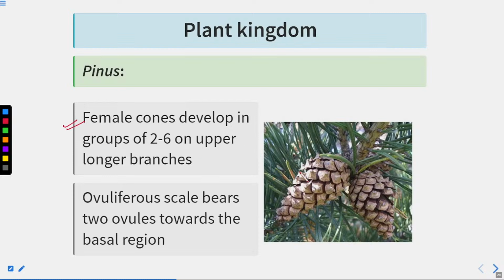Next, female cone. Now you can see this. Female cones are quite conspicuous and they are even woody. Female cone develops in groups of 2 to 6 on the upper longer branches. So they are present on the longer branches. Ovuliferous scales bear 2 ovules towards the basal region. So these are the ovuliferous scales. These are the single scales you can see, right?